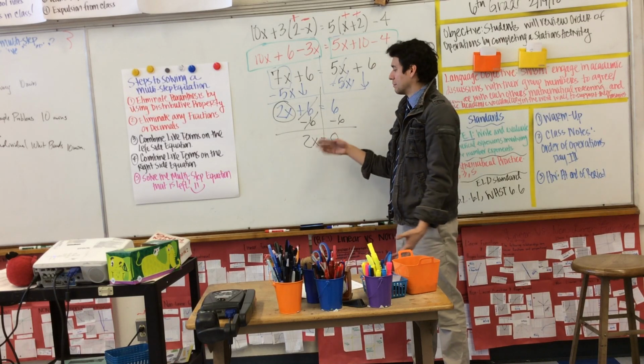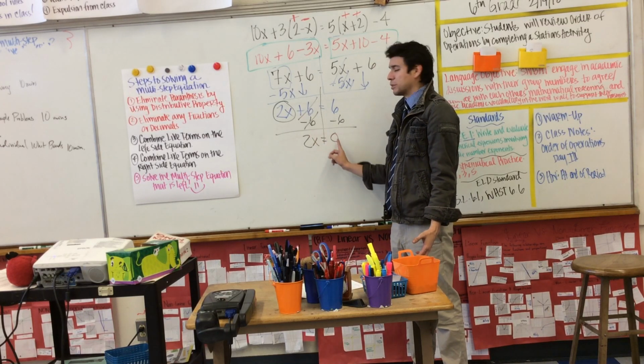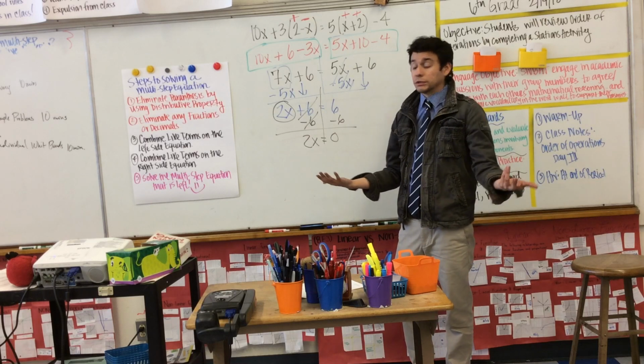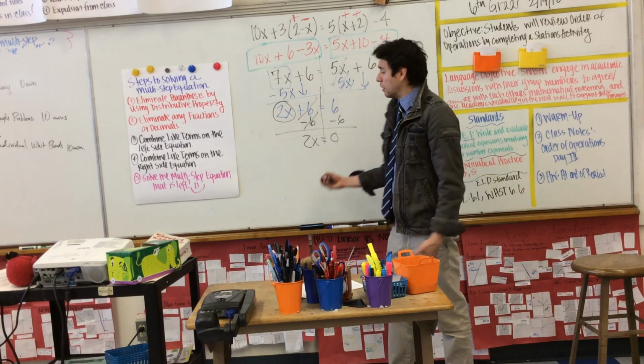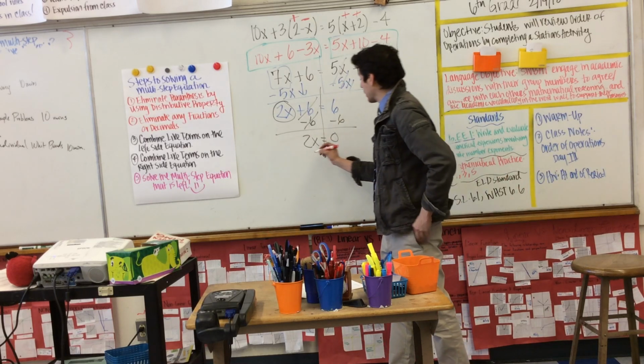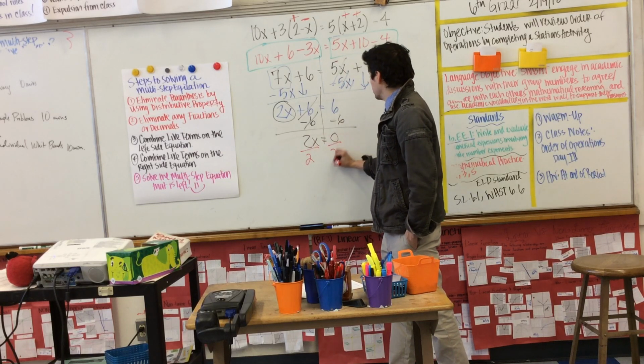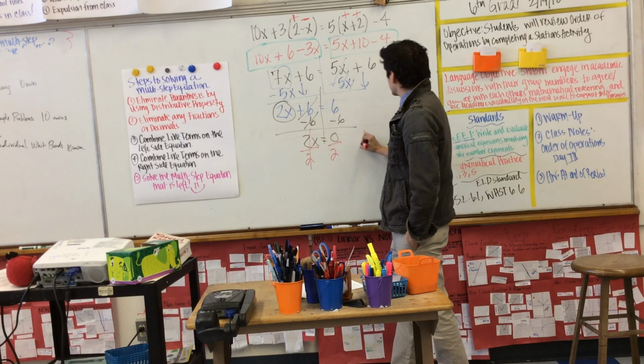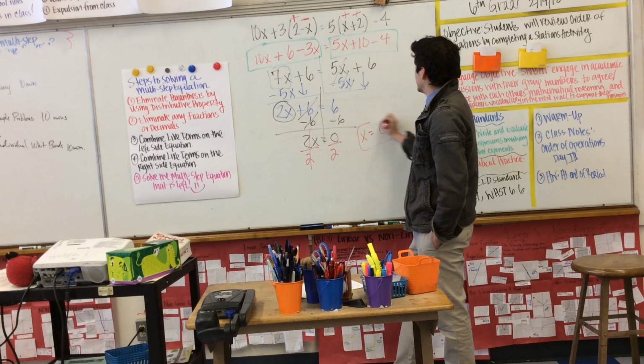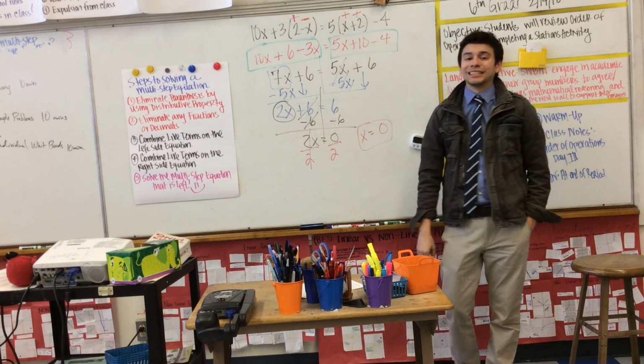That's wrong. Technically, this is saying 2 times what number is 0? Duh, what's the only number? 0. But I'm going to show you how I got 0. Divide by 2, keep on going. 0 divided by a number is always going to be 0. And that is it. That's how you solve.